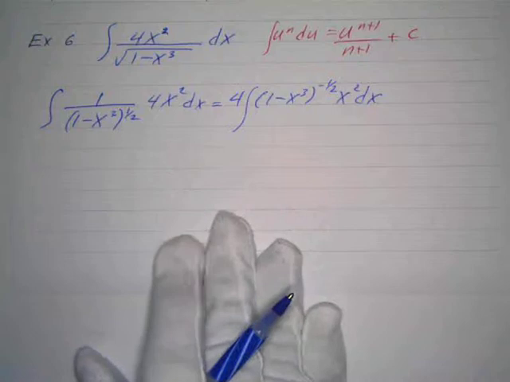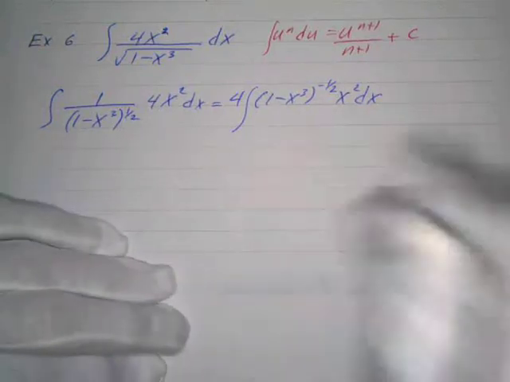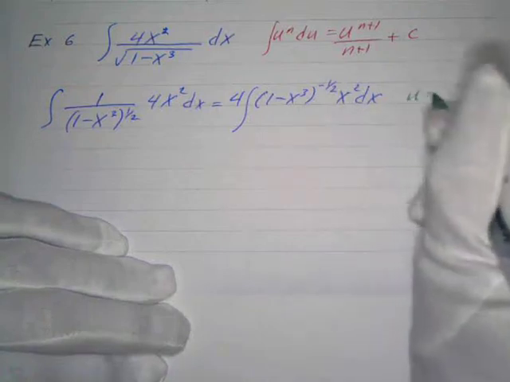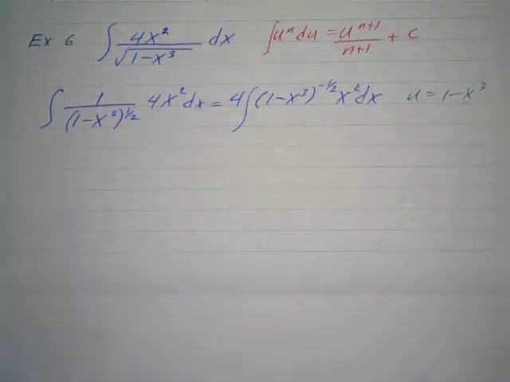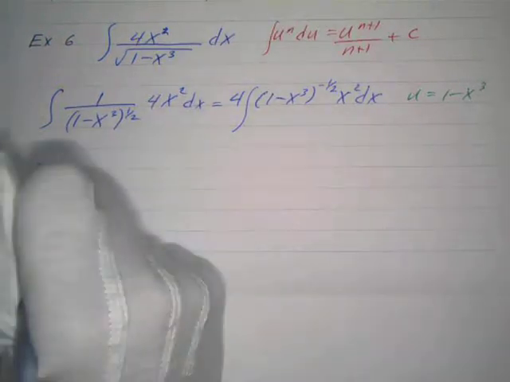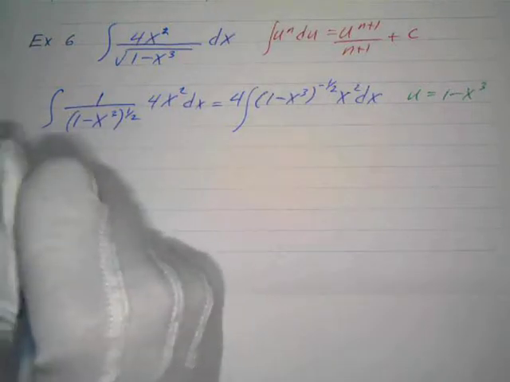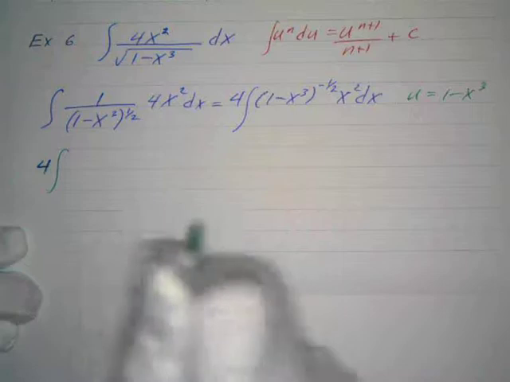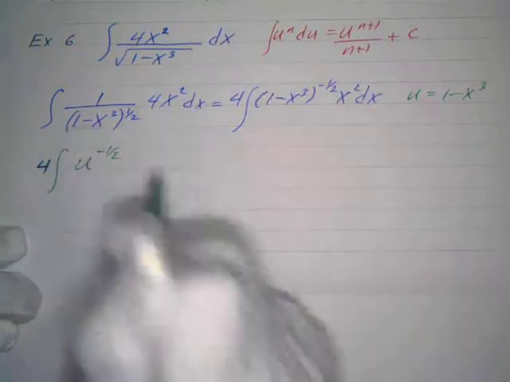Okay, so now we have to figure out what we're going to let our u be. It's usually whatever's to the power, because it looks like n is going to be negative 1/2. So we're going to let u equal 1 minus x to the third. So now I can rewrite this. Let's go into our u color. 4 times the integral of u to the negative 1/2, x squared dx.